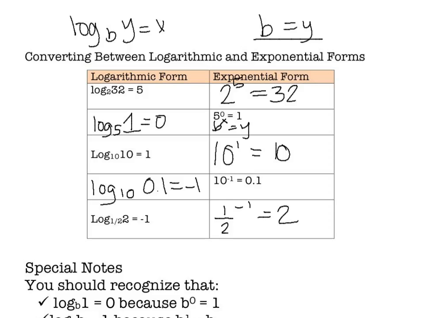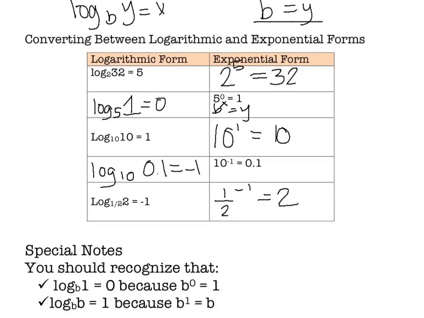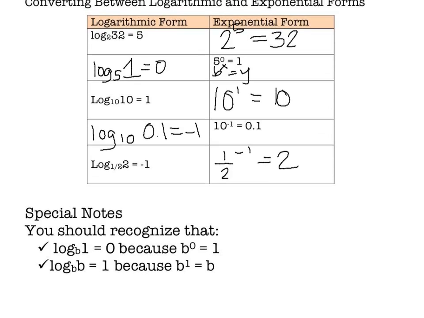And a couple of special notes here. You should recognize that log base b of 1 is equal to 0 because b to the 0 power is 1. And log base b of b is 1 because b to the first power is b.